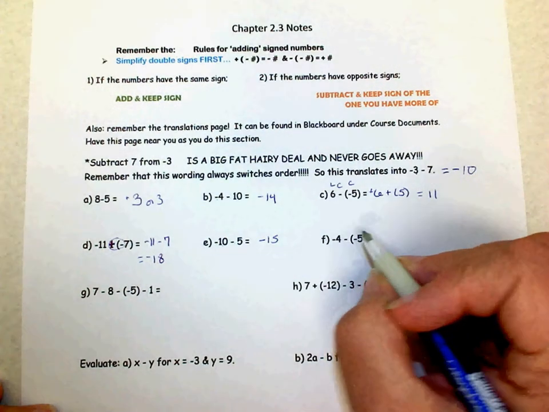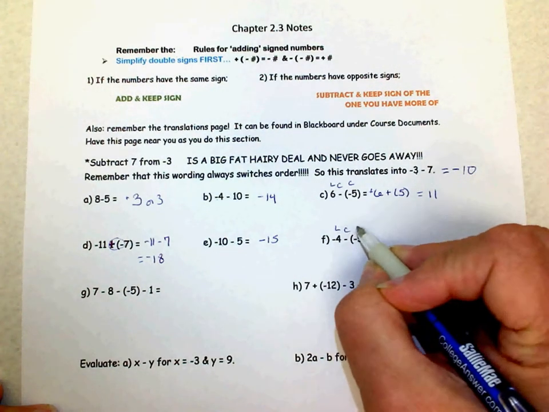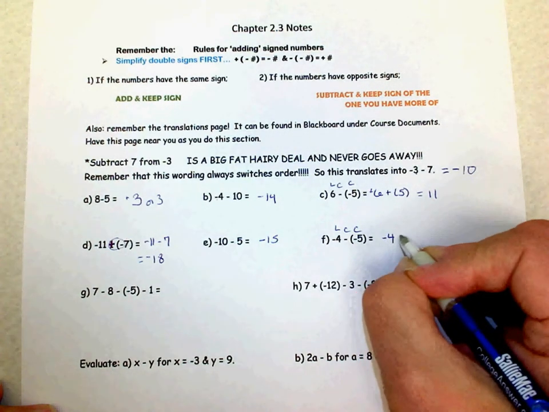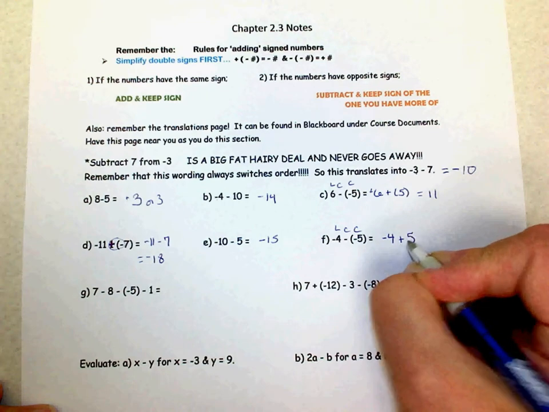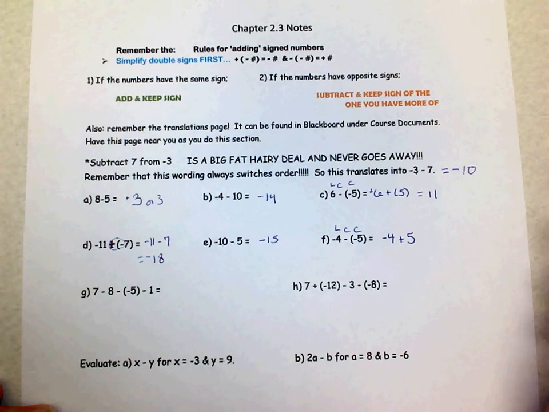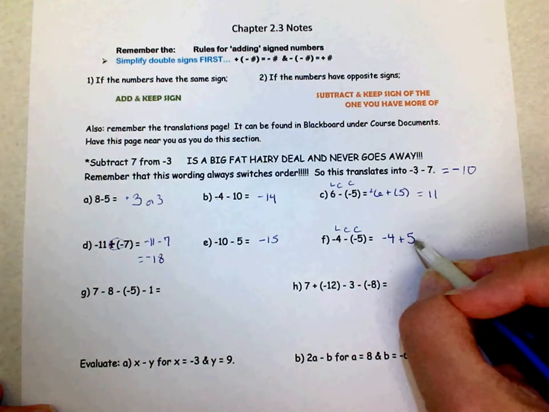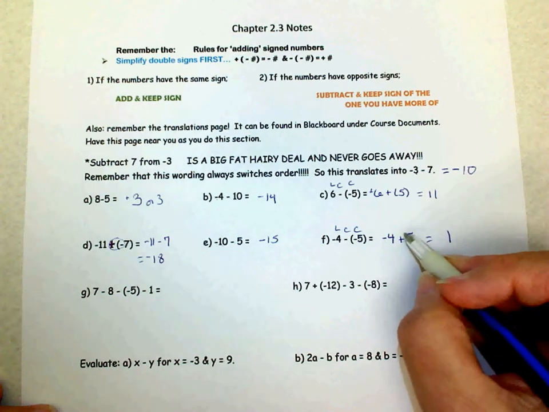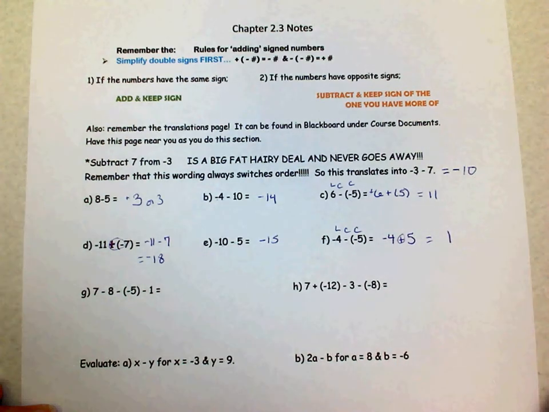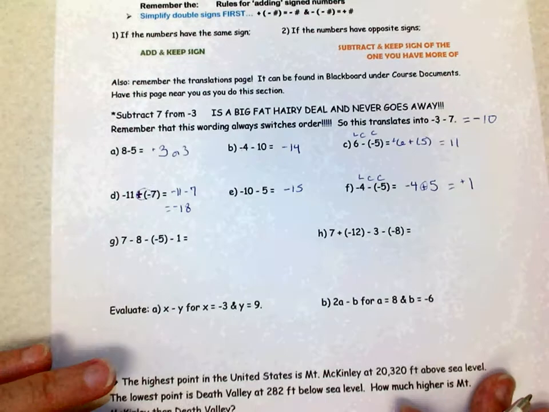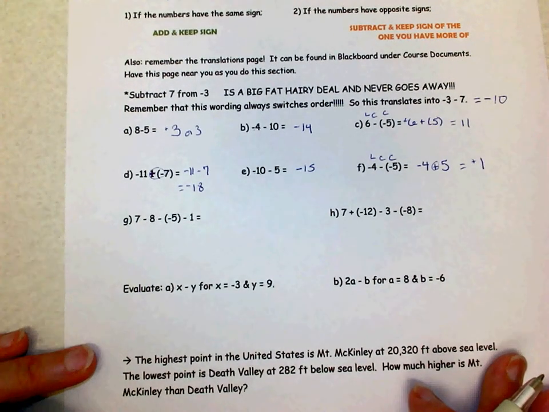Minus a minus, leave it, change it, change it. So that gives us -4 plus a positive 5. Now these have opposite signs. So the rule is we subtract. So 5 minus 4 is 1. And the sign of the bigger number is positive. So our answer is +1. If you have questions, please don't hesitate to ask.